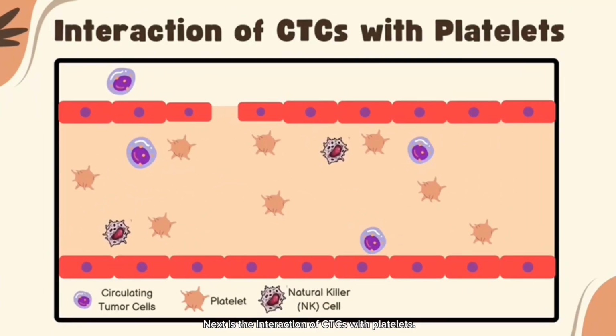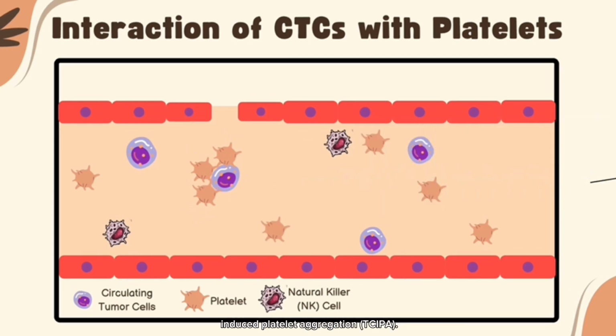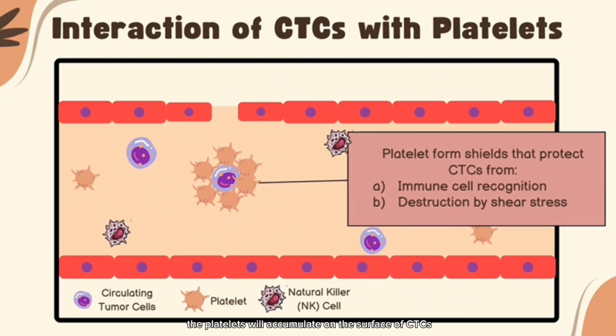Next is the interaction of CTCs with platelets. When CTCs enter circulation, they immediately come into contact with platelets and induce their activation and aggregation. This process is known as tumor cell-induced platelet aggregation, TCIPA. Following the activation of platelets, the platelets will accumulate on the surface of CTCs to form a shield that protects CTCs from destruction by shear stress and immune recognition.